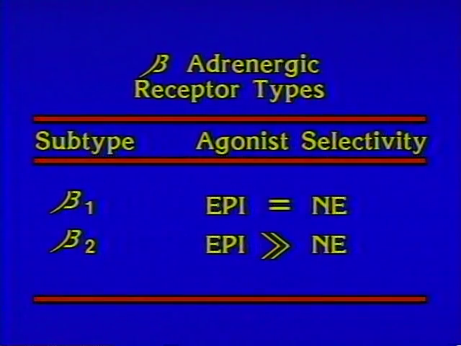On beta-1 receptors, epinephrine is equipotent to norepinephrine. However, on beta-2 receptors, epinephrine is a lot more potent than norepinephrine, which has minimal effects on beta-2 receptors. The distribution of beta-1 and beta-2 receptors is shown in the next diagram.